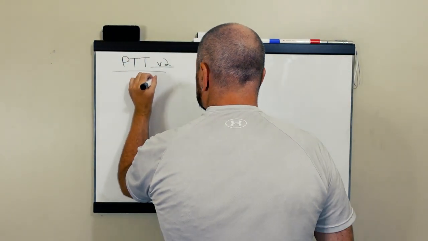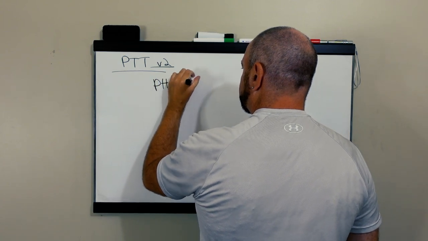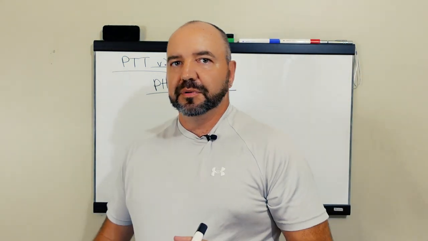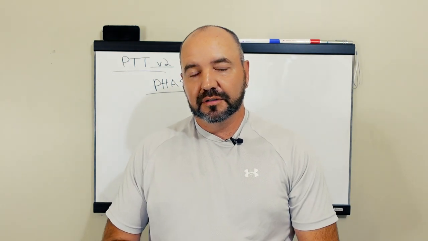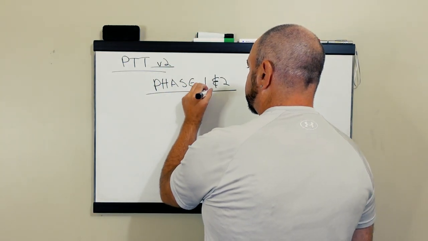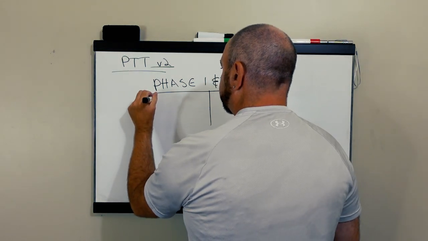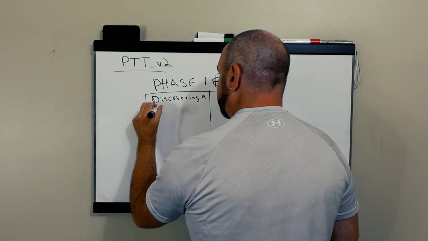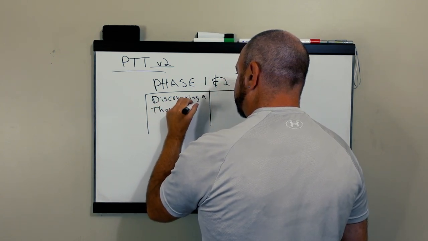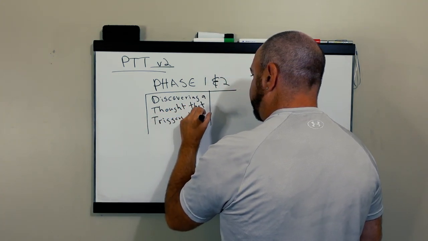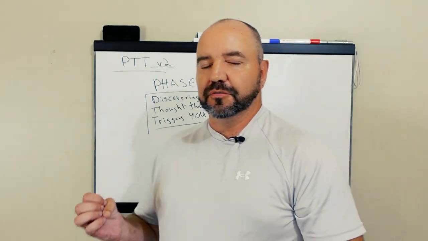Okay, so looking into PTT V2, version 2. So what did we learn in version 1? Well, through version 1 we realized that we have 2 phases. We have a phase 1 and we have a phase 2. And that phase 1 was just being able to identify a thought and be aware of it based on what it does to you. So it's like you're discovering your triggers. Okay? So when it comes down to phase 1, we are discovering a thought that triggers you.